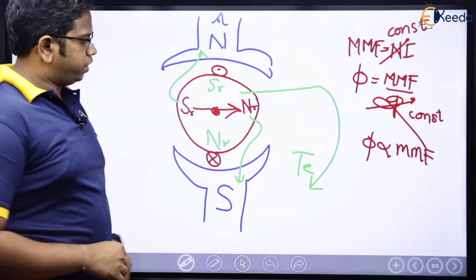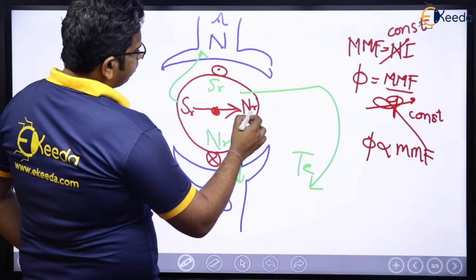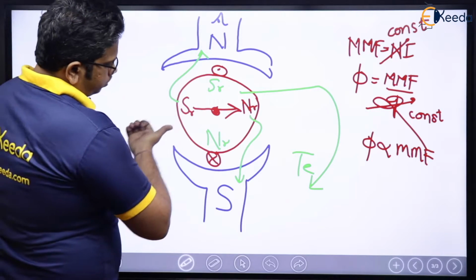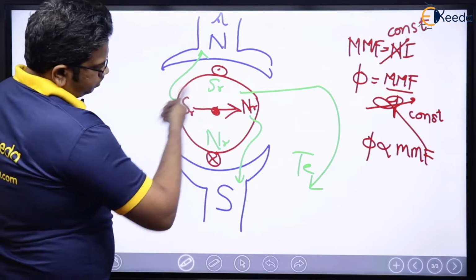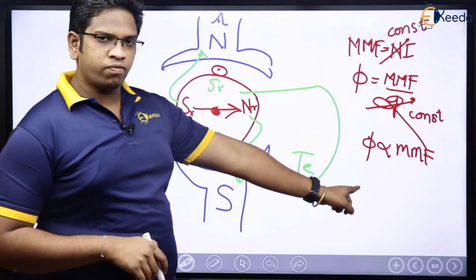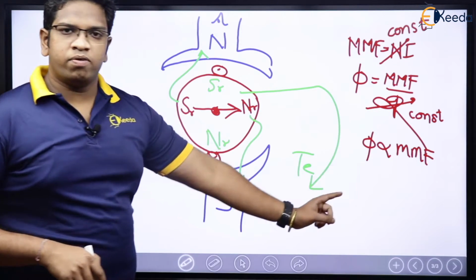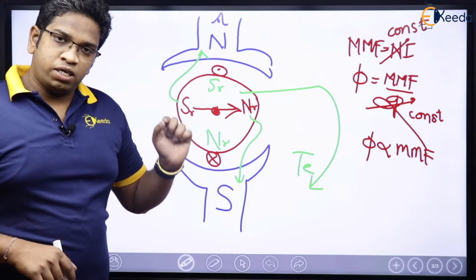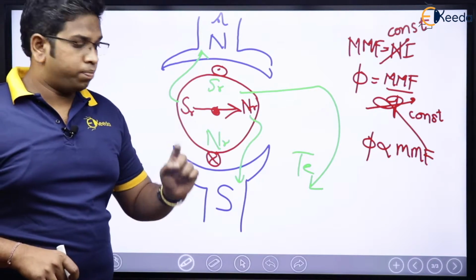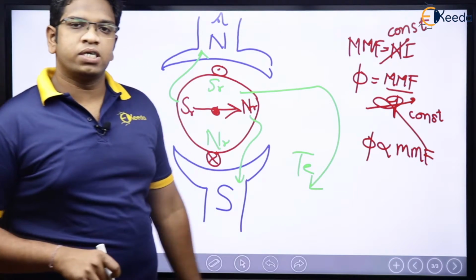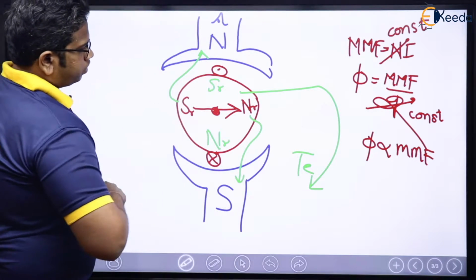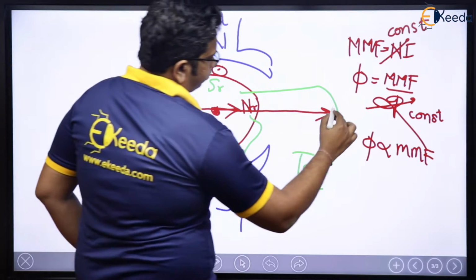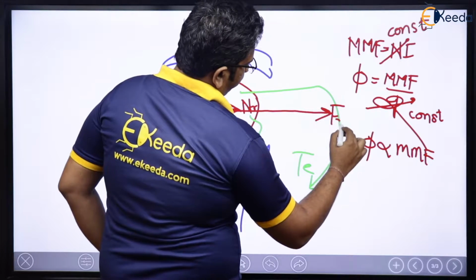first case, initial case, when this was north pole, this was south pole, flux was in this direction. Now you tell me, from this relation we have got that flux and MMF will be directly proportional to each other, which means the direction in which flux is set up, in the same direction MMF will be set up, which means if flux is in this direction, MMF will be in this direction only. So let us say that this is rotor MMF FR.